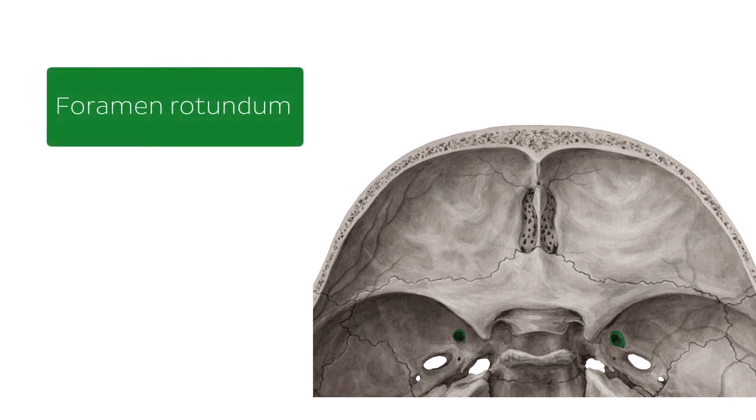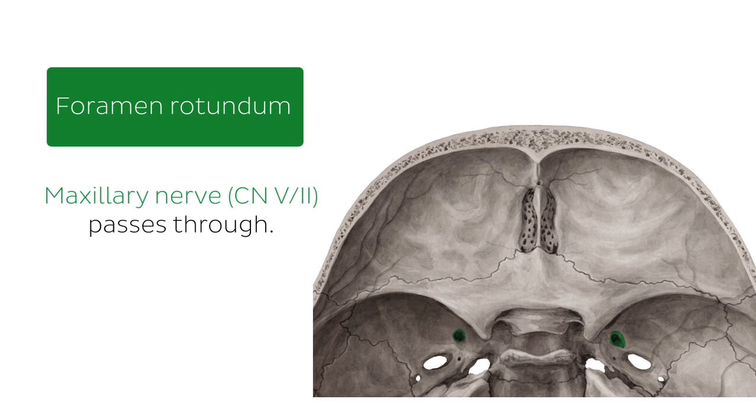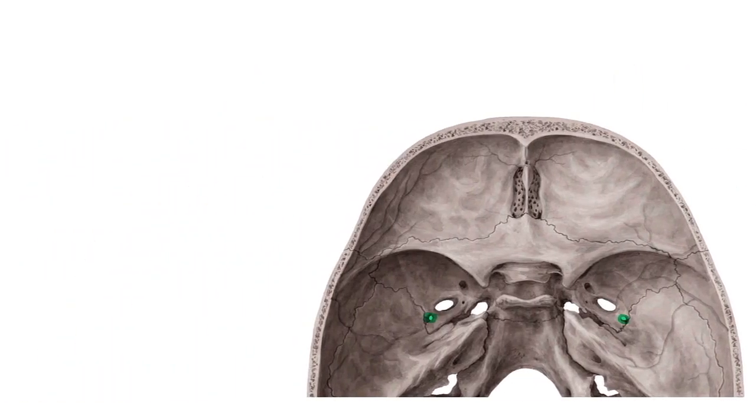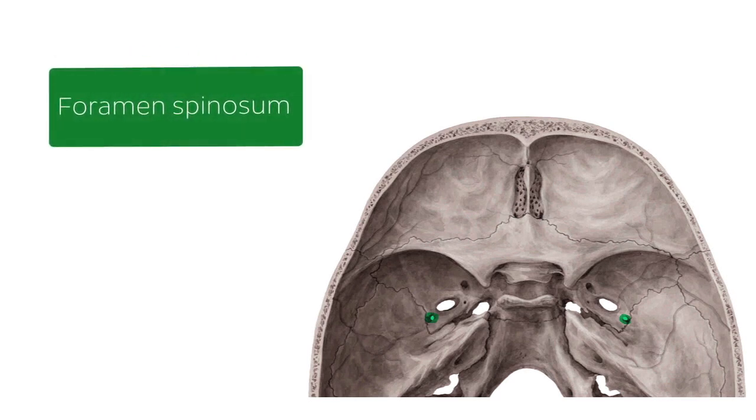The other pair that we're going to be highlighting now here on the screen is known as the foramen rotundum, or singular foramen rotundum. This is located at the base of the skull on the sphenoid bone, and the maxillary nerve passes through the foramen rotundum.